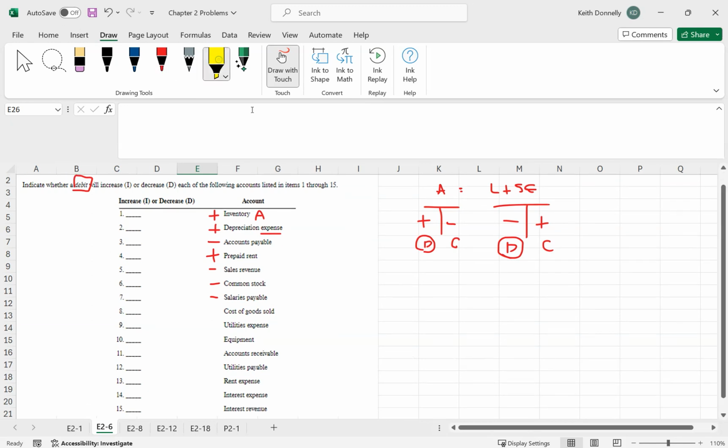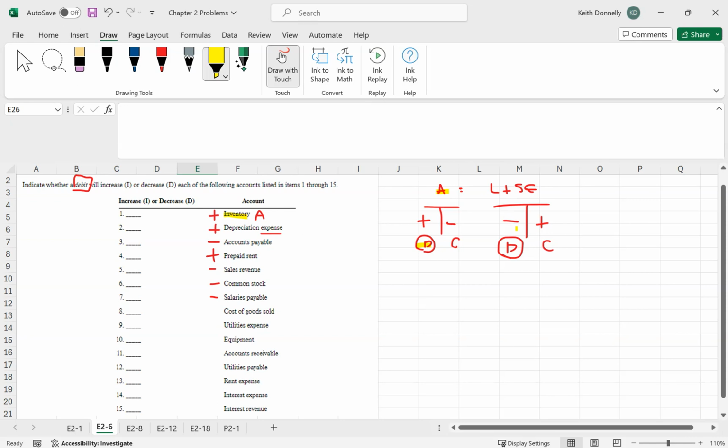Right, essentially, if you want a framework for how I'm doing this, I'm going inventory, that's an asset, and I kind of work over here. The revenues and expenses, you have to think about how it ultimately tees up into stockholders' equity. We talked about this a little in the lecture. If you have a revenue that increases your net income, that increases your retained earnings, which increases your stockholders' equity, that's why you credit revenues and credits increase revenues.